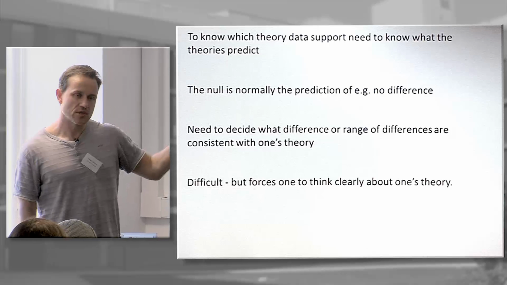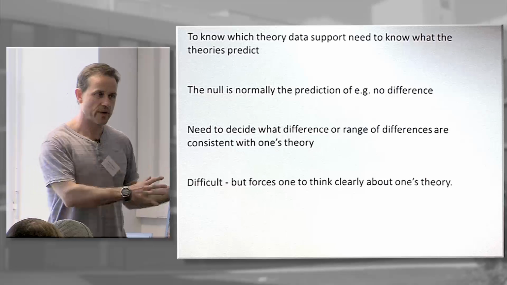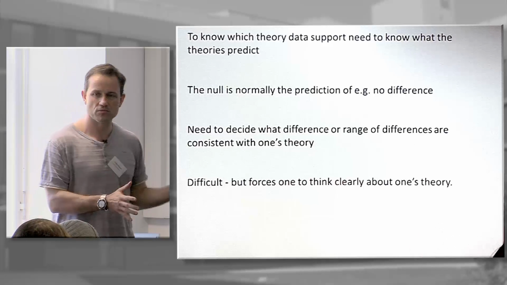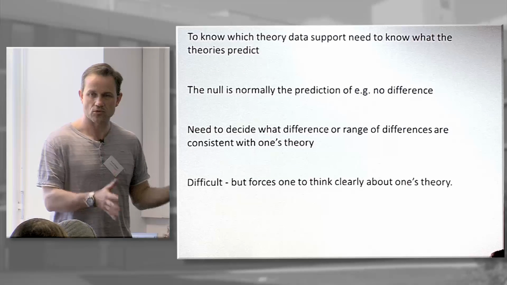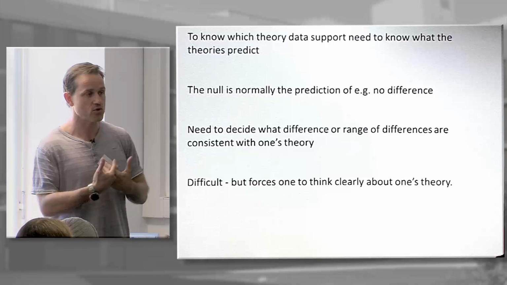But now the next bit is the difficult bit, and this is where, if you're going to criticize Bayes, you would criticize it, and this is where, when you go over to doing Bayes, you need to think a bit differently than you used to. You need to say, what does your theory predict?